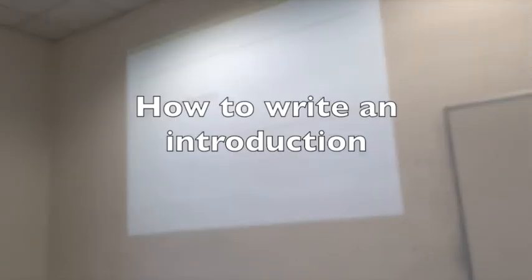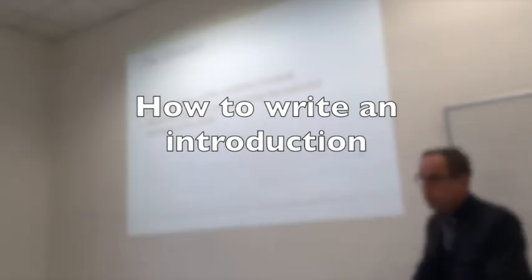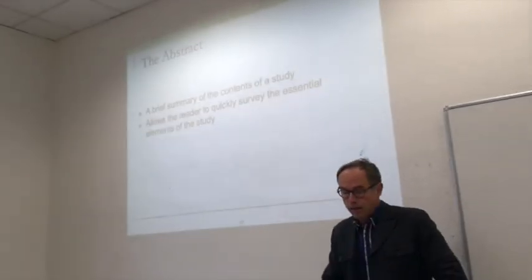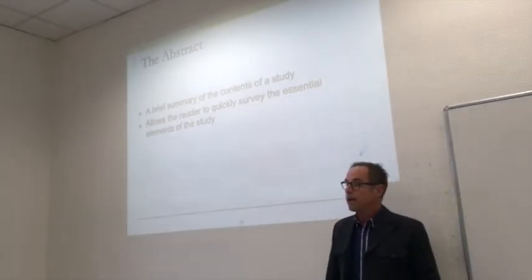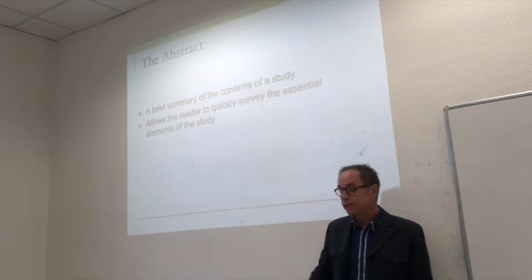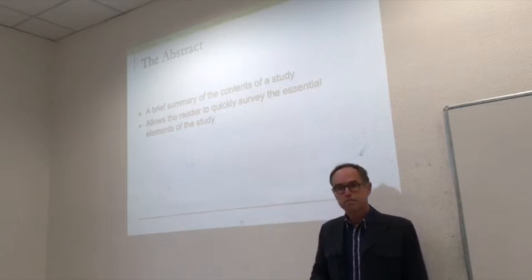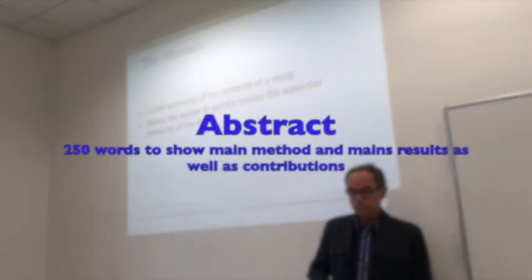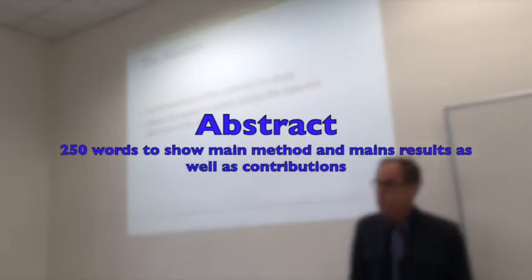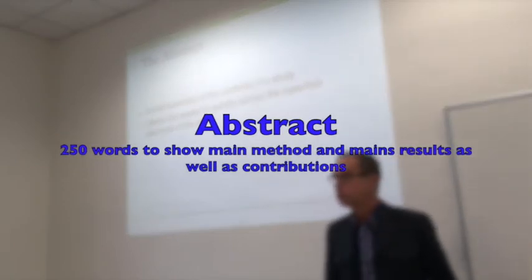How to write an introduction. The introduction is, first of all, where you put a short abstract. An abstract is a short summary about the content of the study and the main results. It gives the reader a quick view about the essential elements and contributions for the study.